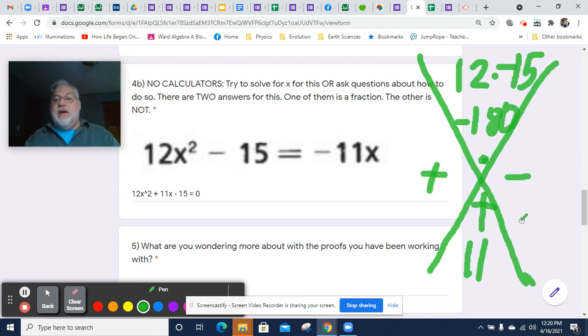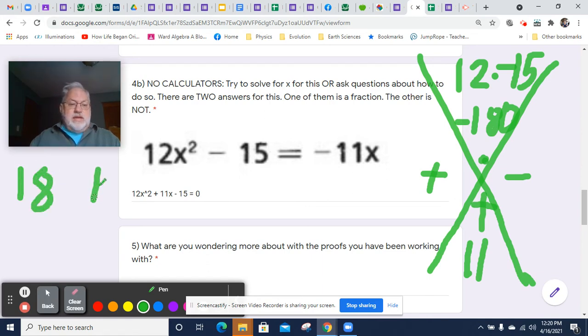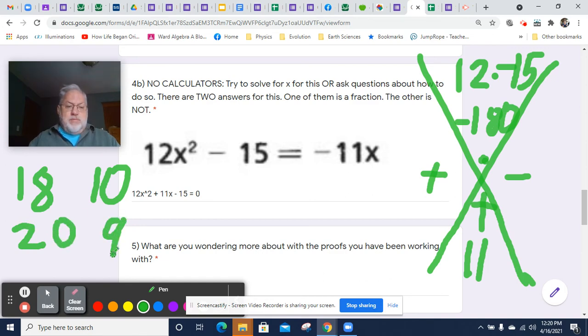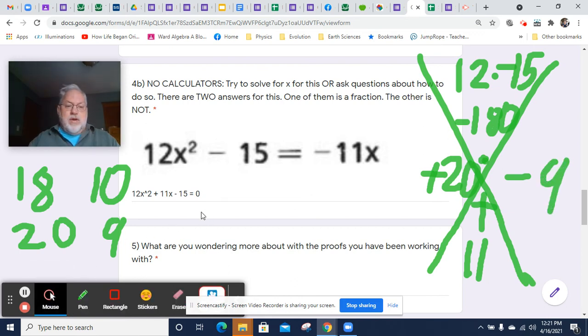So let's think about factors of negative 180. Basically I'm going to be looking for factors that are 11 apart. 18 and 10 are too close, so I need to go up a little bit. Let's see, 20 and 9. Well, those are 11 apart. So if I had positive 20 here, and negative 9 here, that would do the job. So let's work this out.